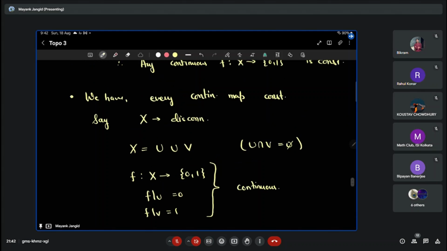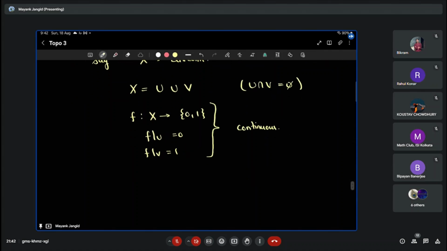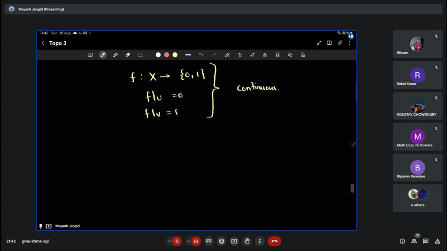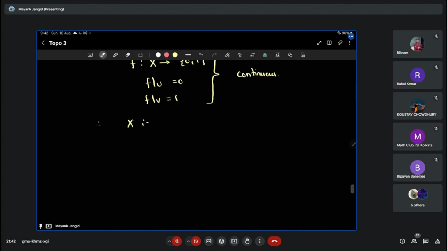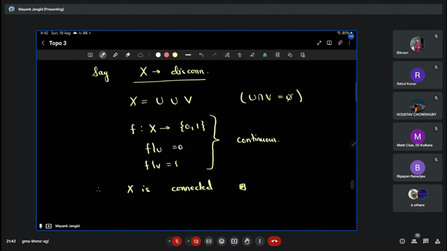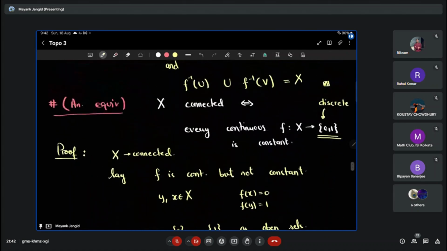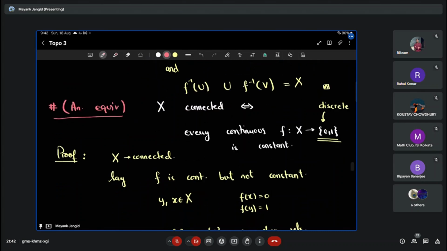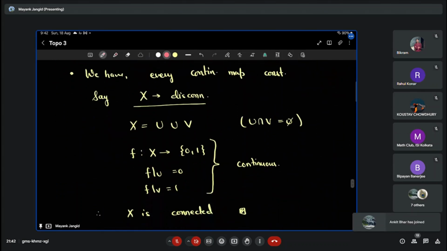But our hypothesis was that every continuous map is constant, but we have constructed a continuous map which is not constant. Therefore, the assumption that X is disconnected must be false. Therefore, X is connected. So, connectedness can also be seen from this equivalent definition: every continuous map from X to the set {0, 1} with discrete topology is constant. Okay. Is it clear to everyone?